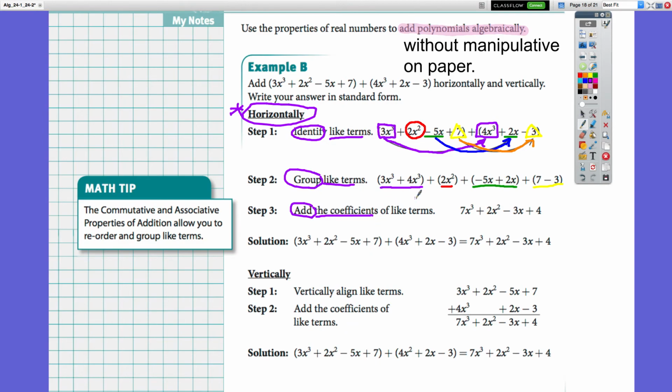So we have 3 plus 4 to give us 7x. 2x squared is going to stay the same. Negative 5 plus 2 and 7 minus 3 gives us our final solution.